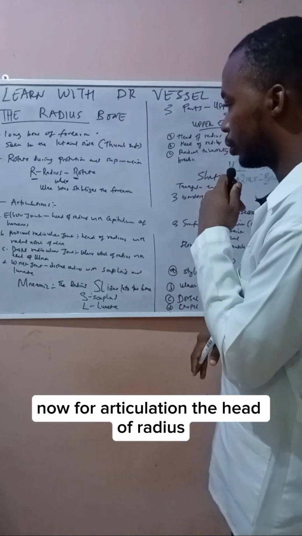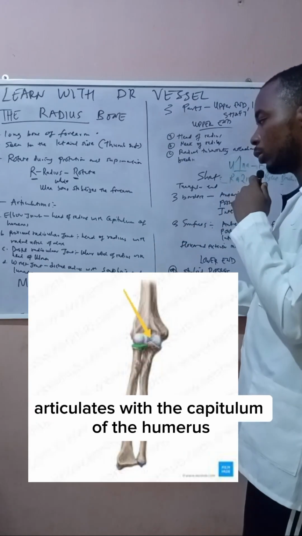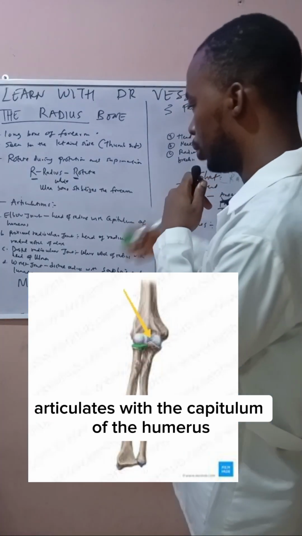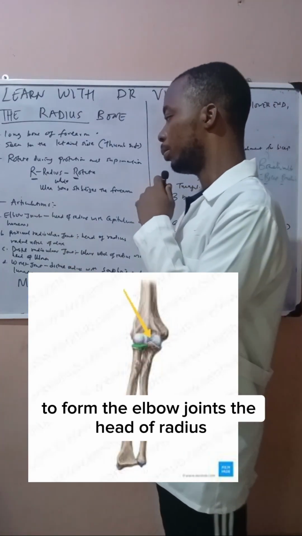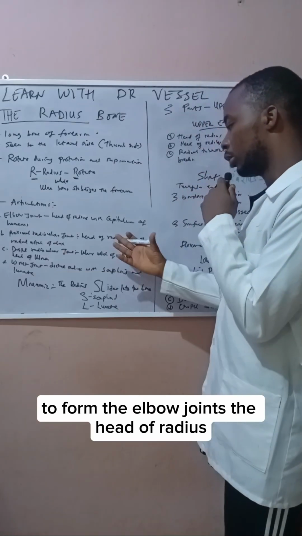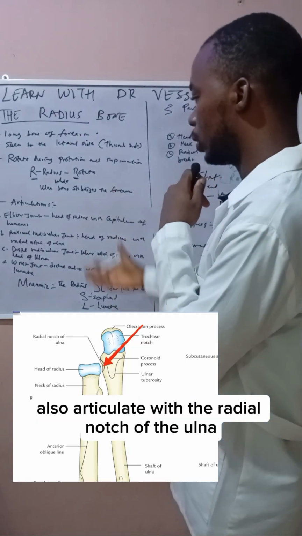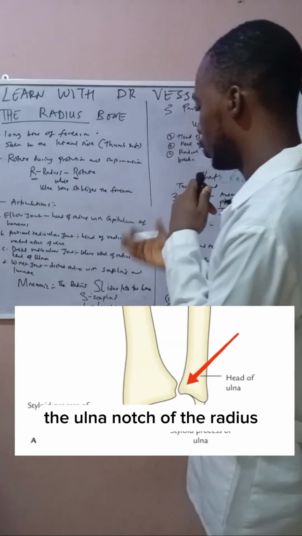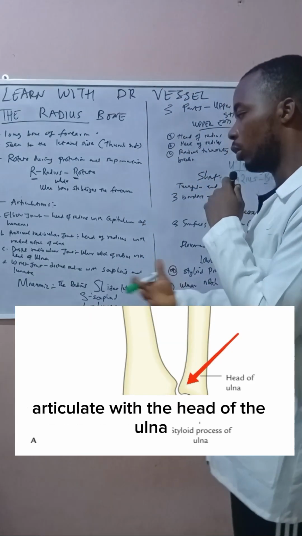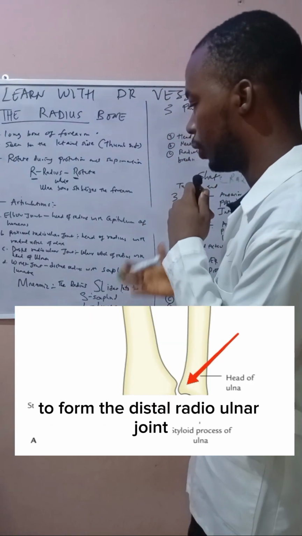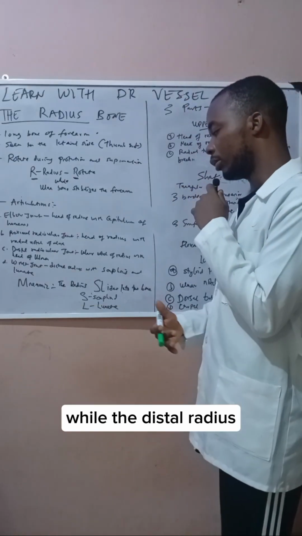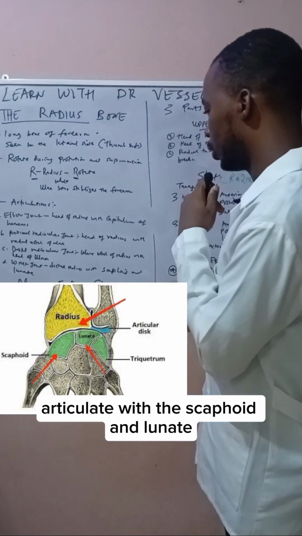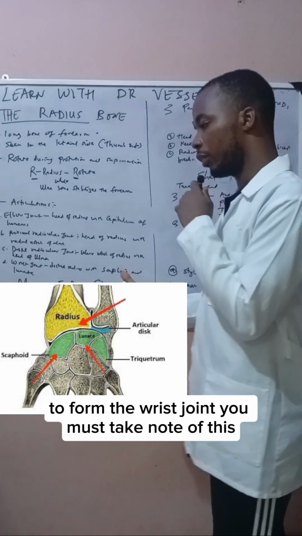Now, for articulation, the head of radius articulates with the capitulum of the humerus to form the elbow joint. The head of radius also articulates with the radial notch of the ulna to form the proximal radioulnar joint. The ulnar notch of the radius articulates with the head of the ulna to form the distal radioulnar joint, while the distal radius articulates with the scaphoid and lunate to form the wrist joint.